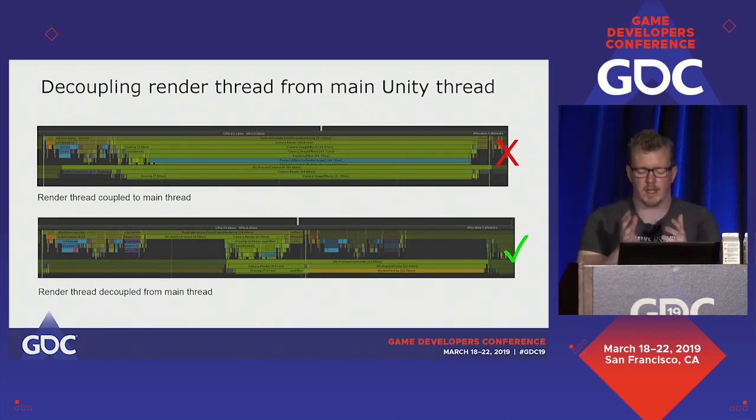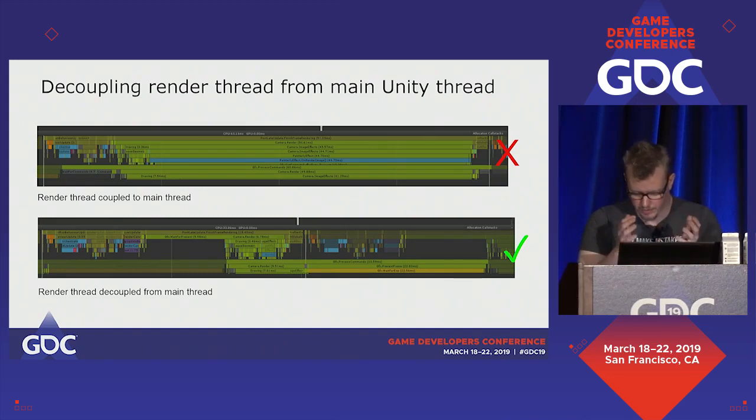Something that's quite easy to stumble into when you're using Unity is coupling your render thread to the main thread. What this means is that you're not going to be able to have your render thread process the last frame while you are doing the logic for the current one. And a lot of this is not really that well documented at the moment.